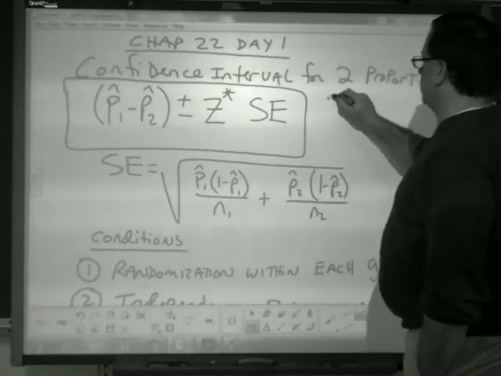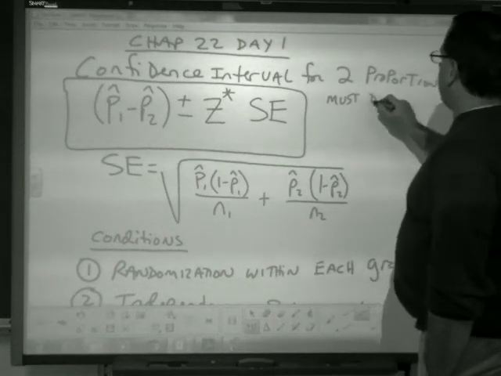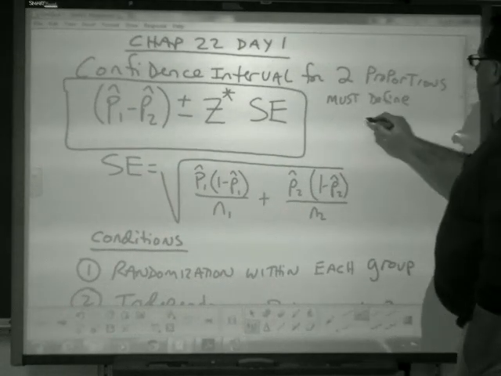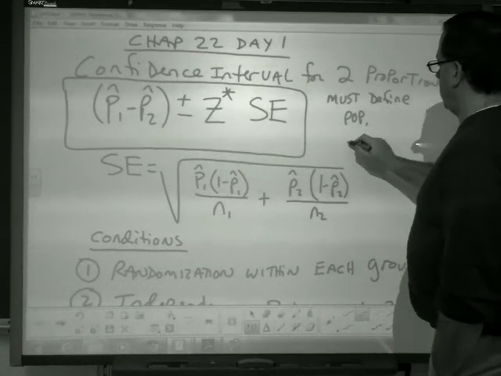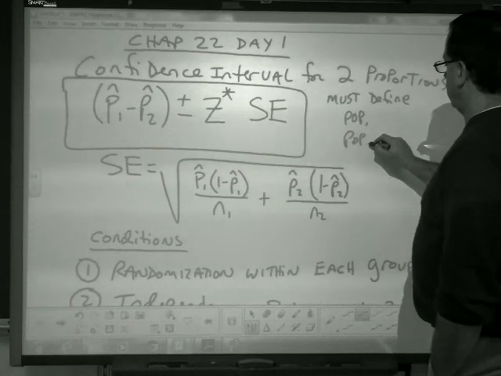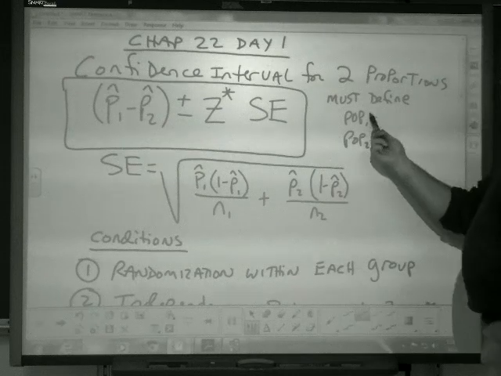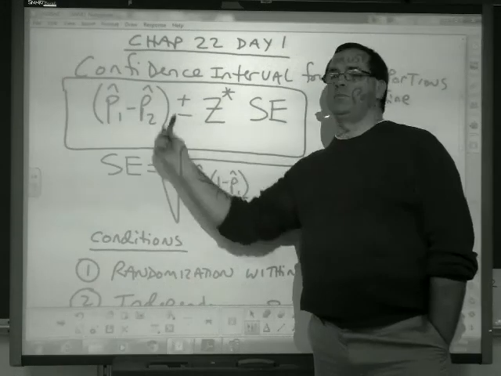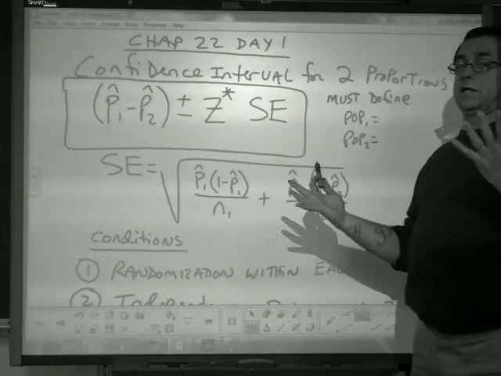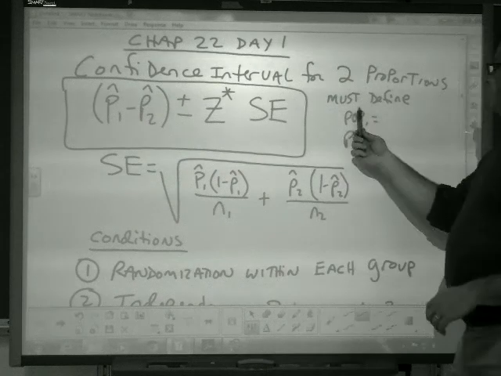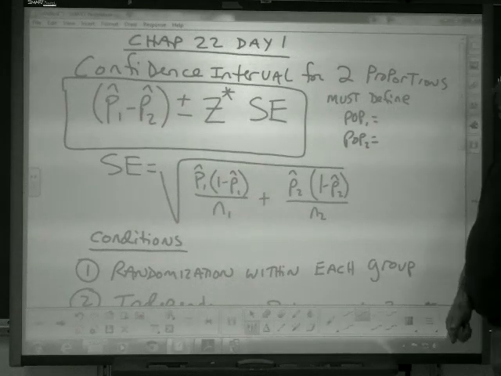But you must define population 1 and population 2. You must define them so that way this difference has meaning. It's great to take a difference in numbers, but it has no meaning unless you know who's population 1 and who's population 2.